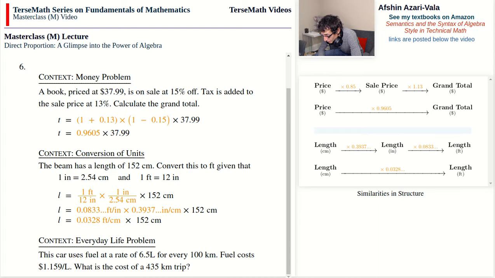Here is an everyday life problem. This car uses fuel at a rate of 6.5 liters for every 100 kilometers. Fuel costs $1.159 per liter. What is the cost of a 435 kilometer trip?